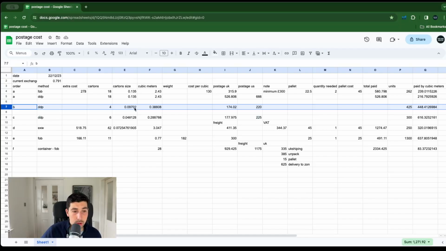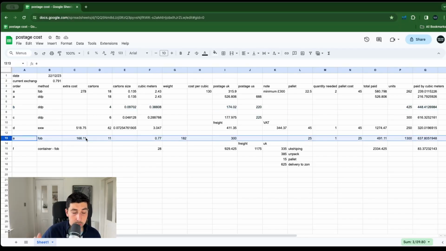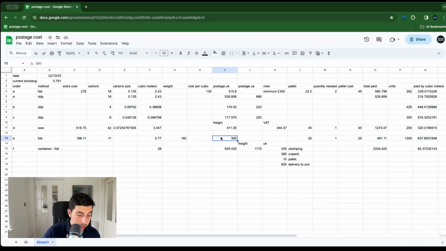We've got another FOB order here where we've got the extra cost from China over to port, 166. The postage cost in the UK was actually 315. I don't know why I put 300, it was 315. And we've got one pallet with 1,300 units all in all. So it's going to cost us 656.7. No way I've done this right.